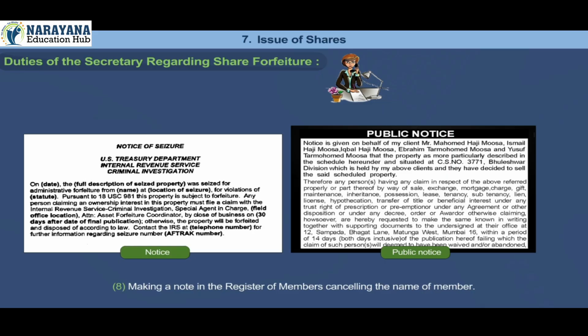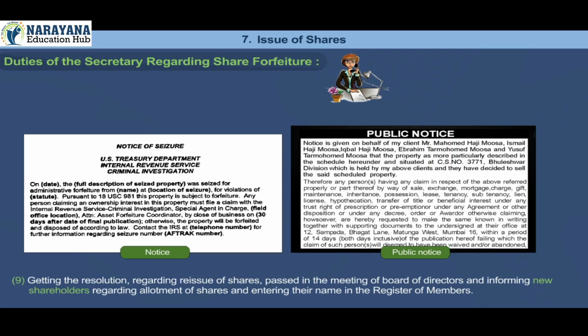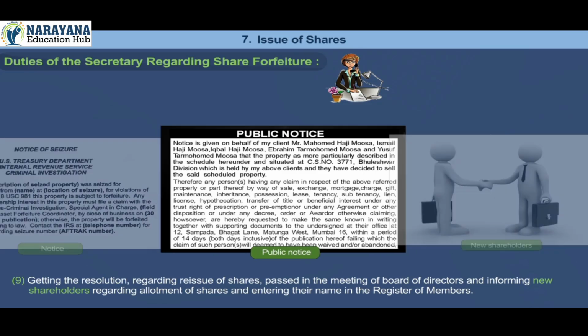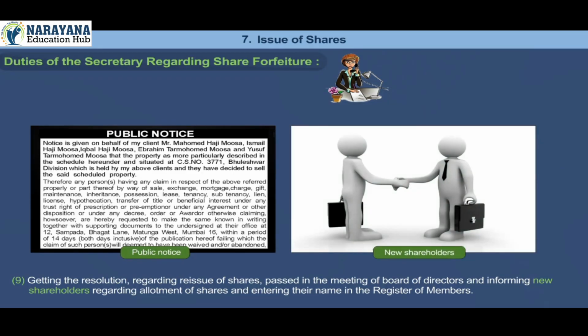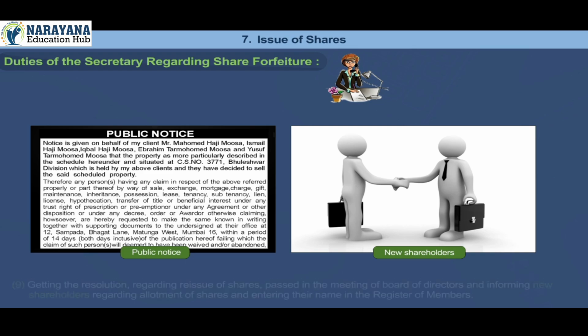8. Making a note in the register of members cancelling the name of member. 9. Getting the resolution regarding reissue of shares passed in the meeting of board of directors and informing new shareholders regarding allotment of shares and entering their name in the register of members.